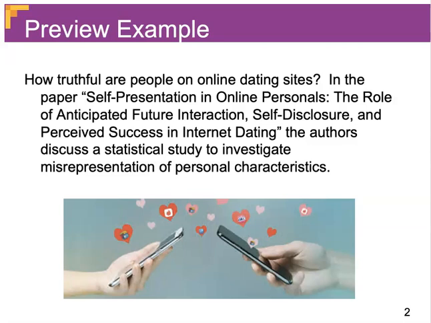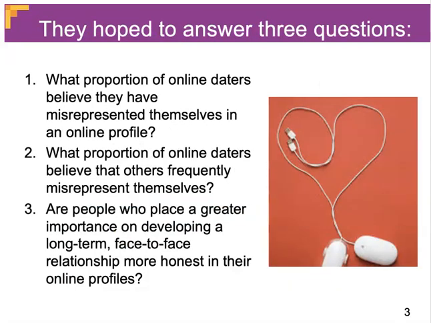So this came from the paper Self-Presentation in Online Personals, the Role of Anticipated Future Interactions, Self-Disclosure, and the Perceived Success in Internet Dating. So they designed a statistical study to investigate the misrepresentation of personal characteristics. So here are 3 questions that they wanted to answer. What proportion of online daters believe that they have misrepresented themselves in an online profile? What proportion of online daters believe that others frequently misrepresent themselves?